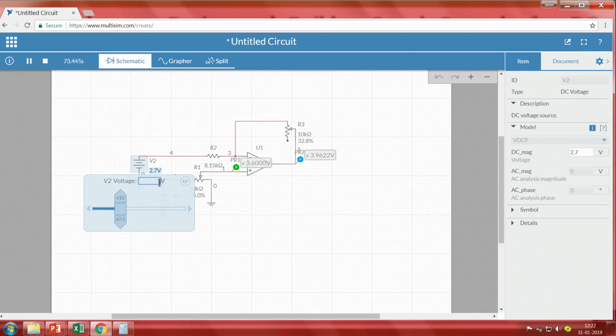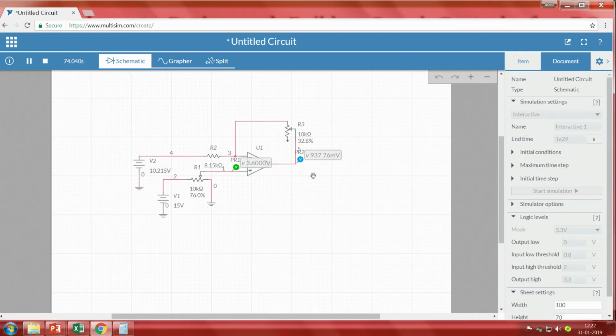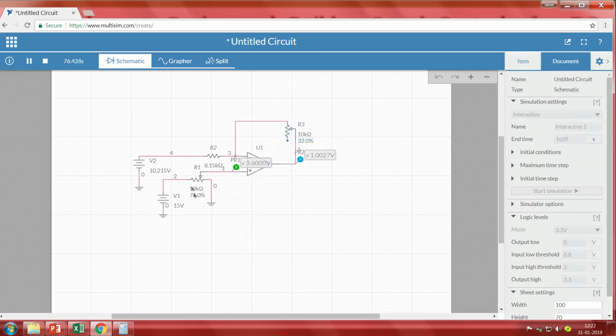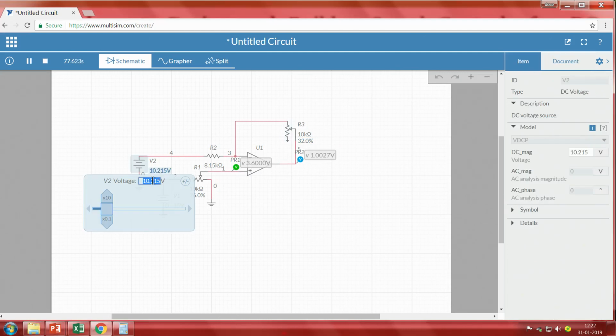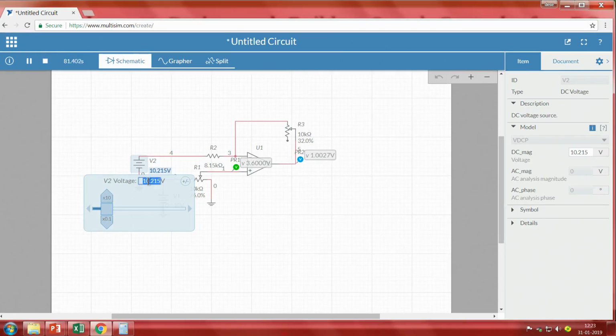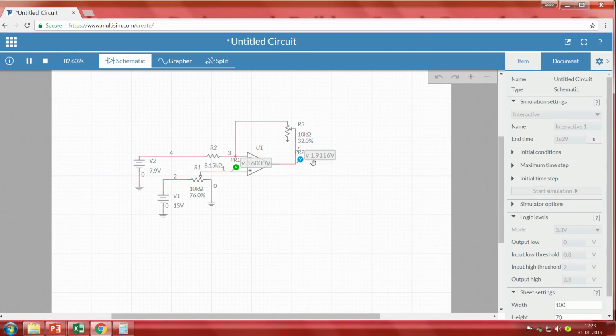So for 10.215, I should get somewhere around 1 volt, approximately 0.93. So let me change this value. Yeah, so we got 1 volt. Then the second set, the value is 7.9, so I will change it to 7.9. We should get 2 volts. Let me try. Yeah, we are getting 1.911, almost close to 2.